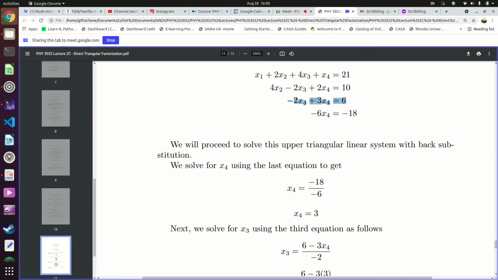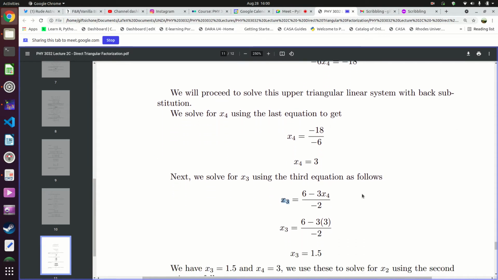So we take this bit to the other side, so you're going to end up with minus 2x3 equals 6 minus 3x4. Then we divide by minus 2, so you're going to end up with x3 equals (6 minus 3x4) divided by minus 2. Then you put in the value for x4. We have found the value for x4 to be 3, so you're going to end up with x3 equals (6 minus 3 times 3) divided by minus 2. You're going to end up with x3 equals 1.5.